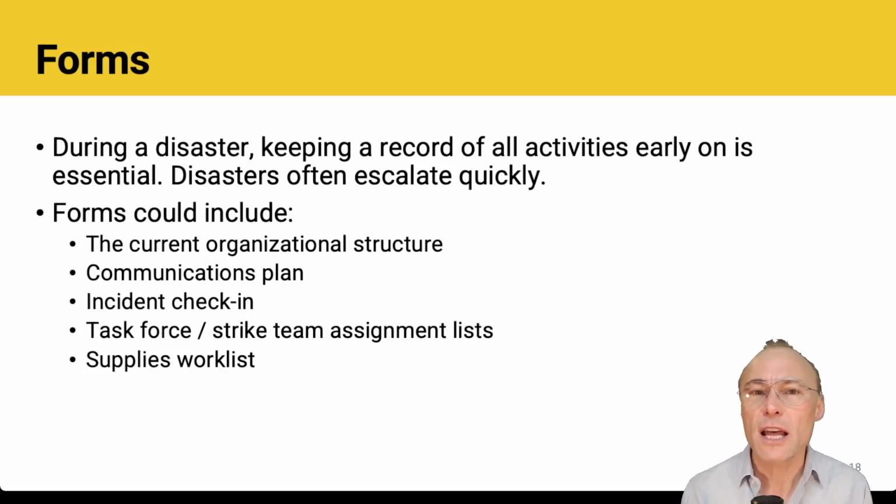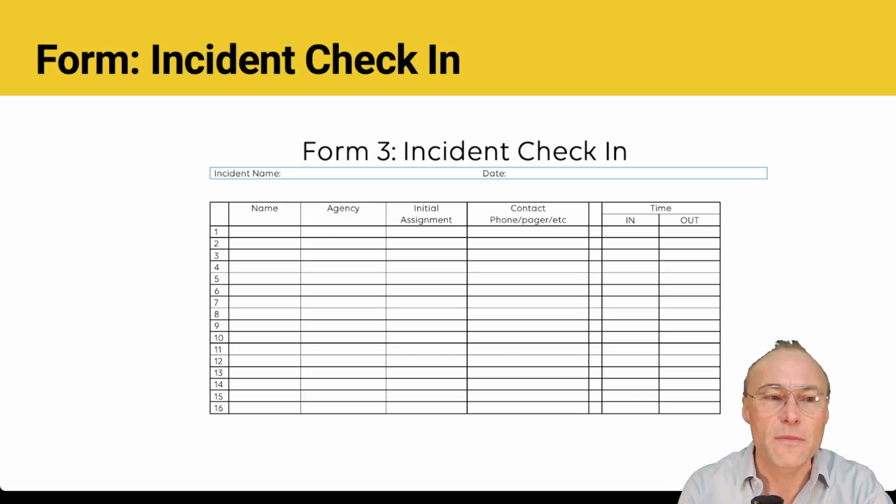And other places where forms are vital is keeping track of the organizational structure. Communications plan, how do we talk to one another? An incident check-in, how do we know who's still here and who's left? Task force and strike team assignment lists, how do we know who is supervising whom? And a supplies work list. How do we get more supplies and how do we know when they arrive?